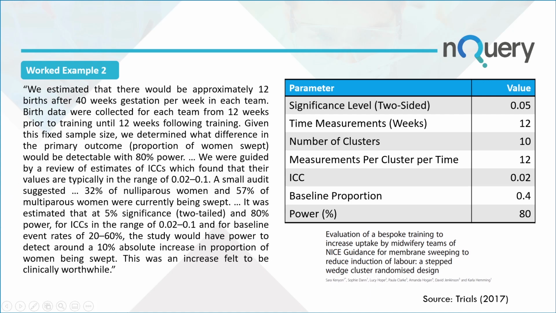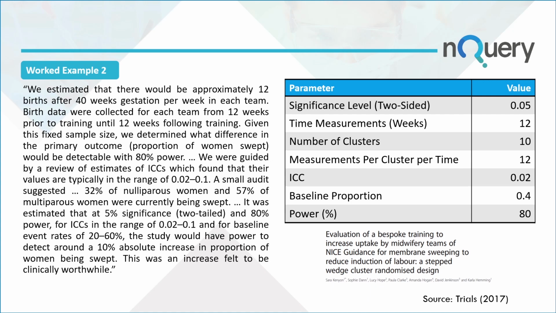This is a relatively simple cluster randomization where they had these 12 weeks, where each week they were moving on to a new set of midwife teams. They had 10 hospitals that they were looking at, and then 12 measurements per cluster per time. These measurements were basically 12 births per cluster per time.